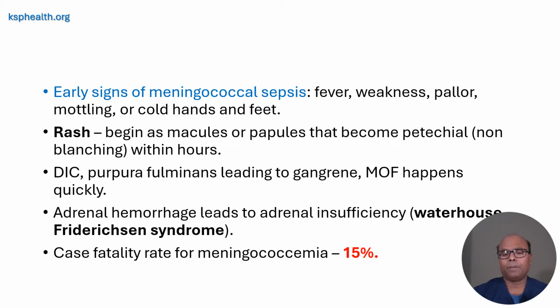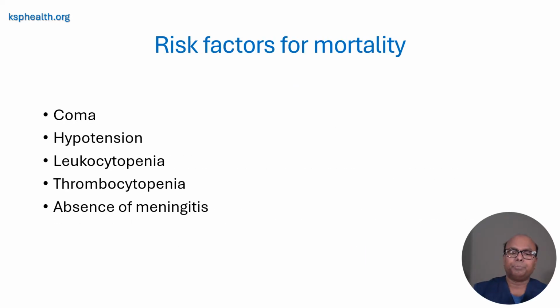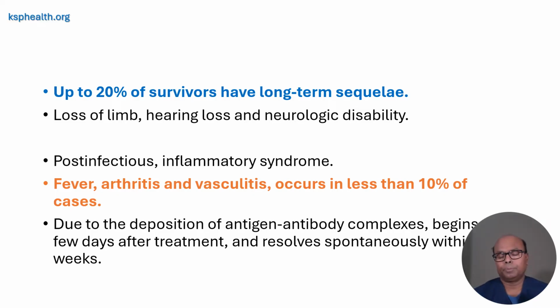The case fatality rate for meningococcemia is very high, about 15%. The risk factors for mortality are hypotension, coma, leukocytopenia, thrombocytopenia, or absence of meningitis. These patients have a higher mortality than others. In addition, up to 20% of the survivors have long-term sequelae like loss of limb, hearing loss, and neurological disability.